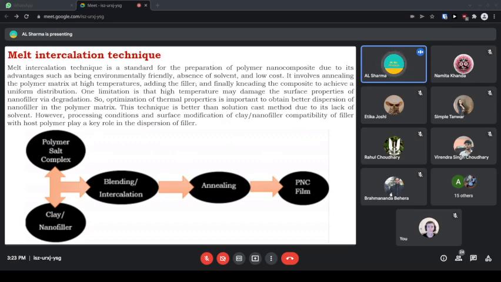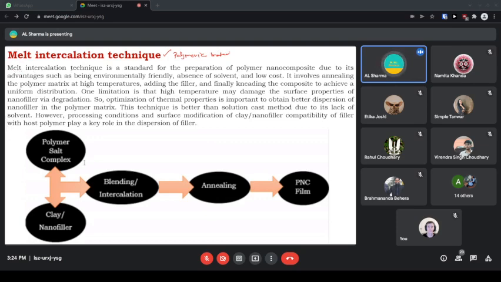One other important technique is the melt intercalation technique. In melt intercalation, basically, it is used in the case of polymeric materials. As you can understand, it has been written here. Just go through it line by line, and you will get something.